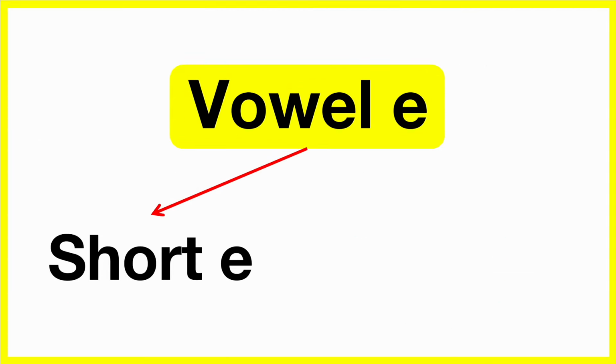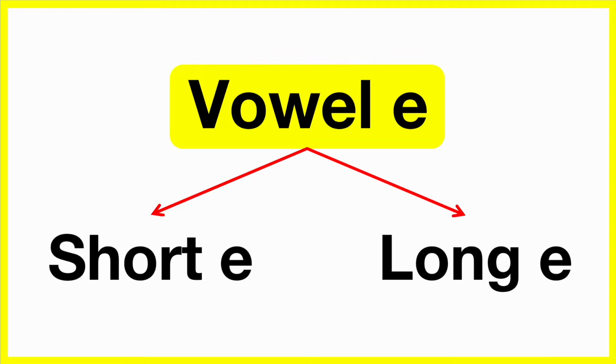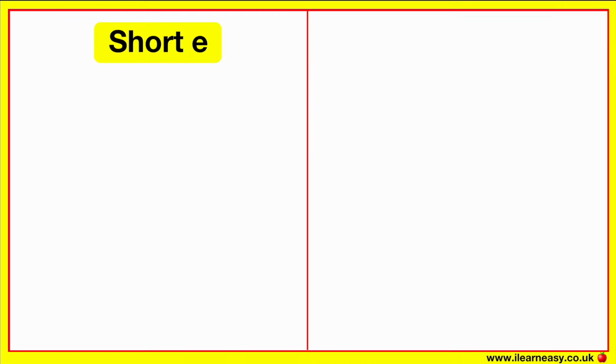The vowel E makes a short E sound and a long E sound. The sound the vowel makes will depend on the letter combinations in the word. First, let's look at the short E sound.